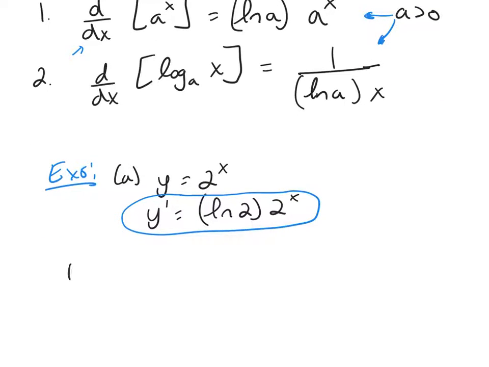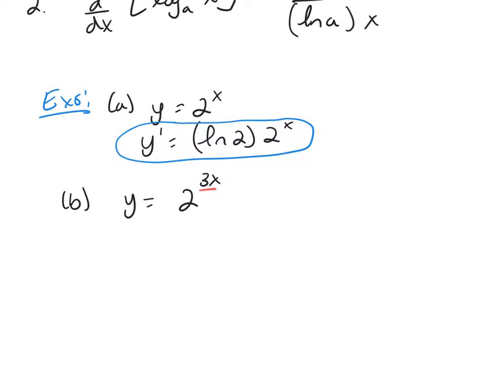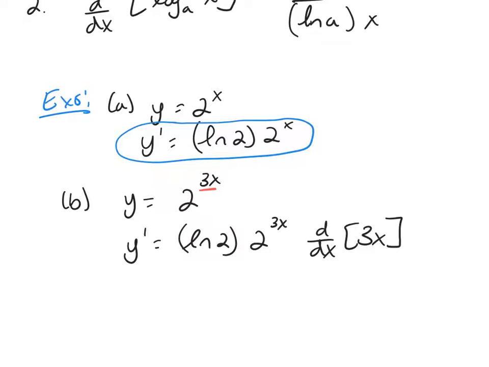What about if I asked you the derivative of 2 to the 3x? This one's a little bit harder because of the chain rule. So the inside part is the 3x there. So then y prime would be ln of 2 times 2 to the 3x, and then times the derivative of the inside, 3x, which is 3. So this would be ln 2 times 2 to the 3x times 3. And there's my derivative.